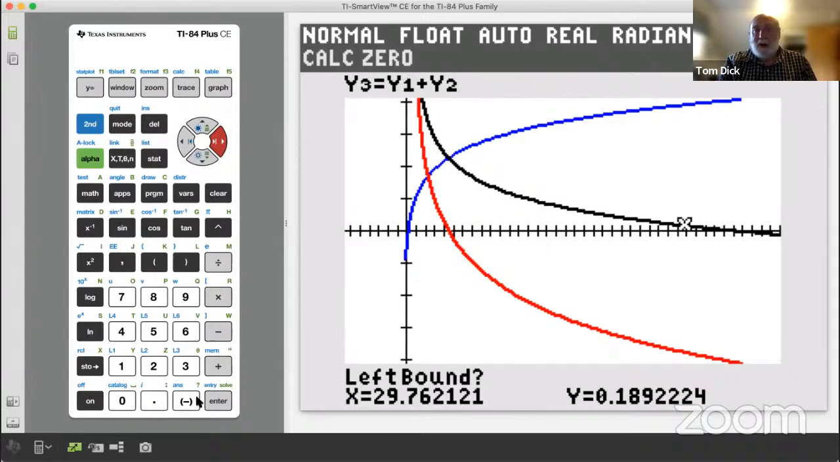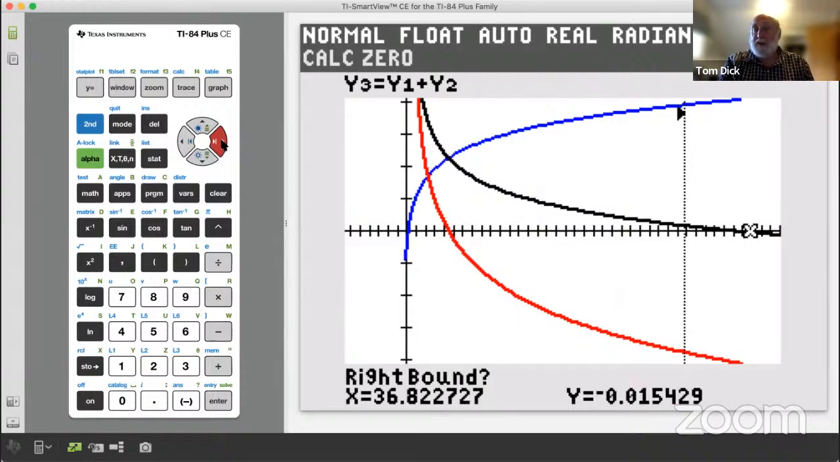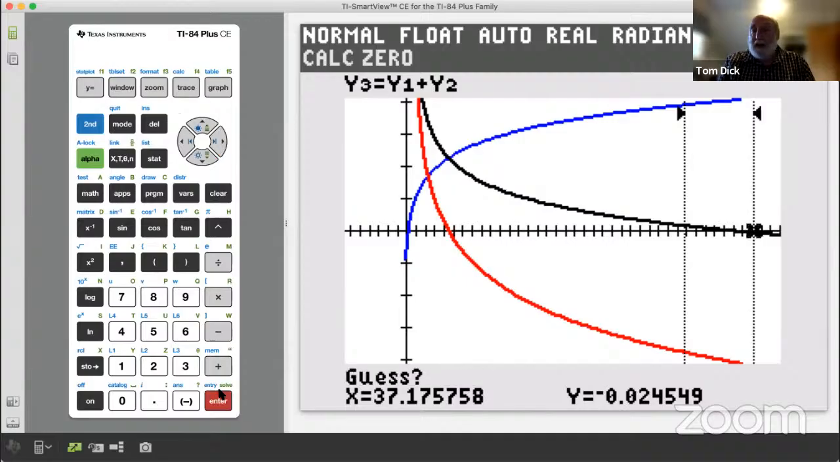Let me use around 30 for my left bound. And then it wants a right bound. By the way, I'm looking at my Y values because I want my Y values to cross over into the negatives. My left bound, I had a positive Y value. Right bound, I've got a negative Y value. Because this is a continuous function, we should expect it to cross over. So I'll go ahead and hit enter there. And I often do this. My guess is often my right bound because I'm usually fairly close already. So I'm just going to hit enter again.